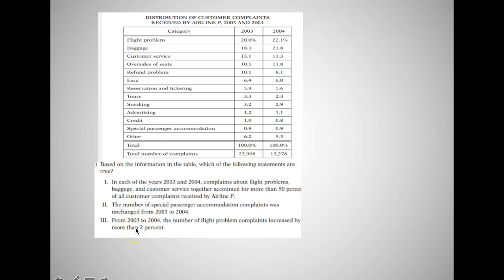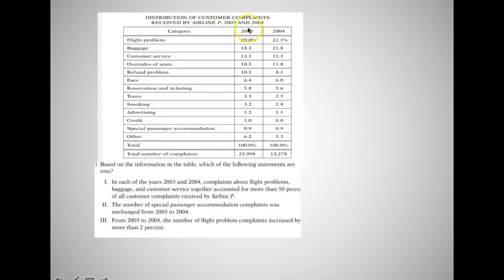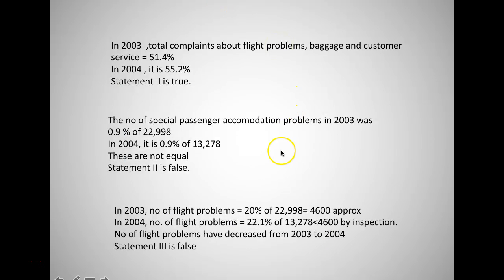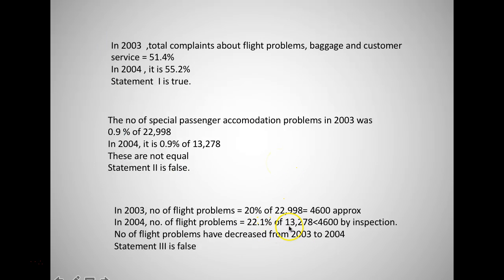Statement 3, from 2003 to 2004, the number of flight problems increased by more than 2%. Flight problems was 20% in 2003, so 20% of 22,998 is 4,600 approximately. In 2004, it is 22.1% of 13,278. That is less than 1/4 of 13,278. 1/4 would be around 4,000. So this is less than 4,600. You can also calculate it. So in either case, the number of flight problems have decreased from 2003 to 2004. Hence, statement 3 is false.